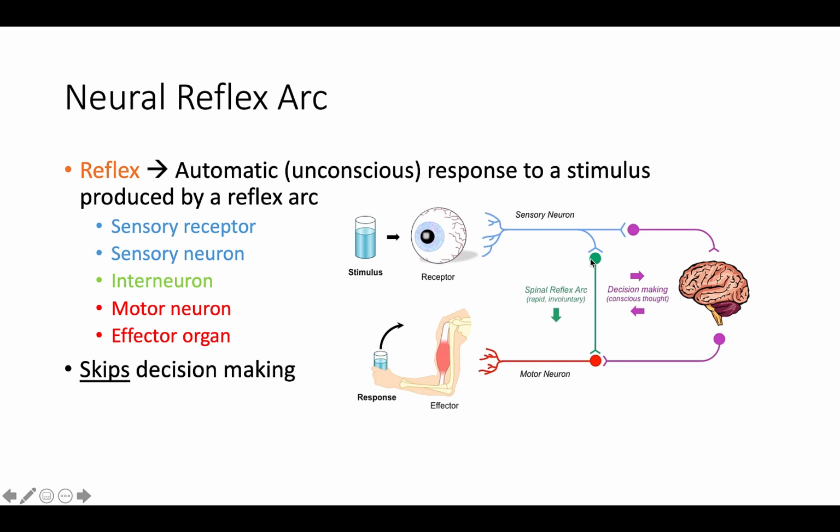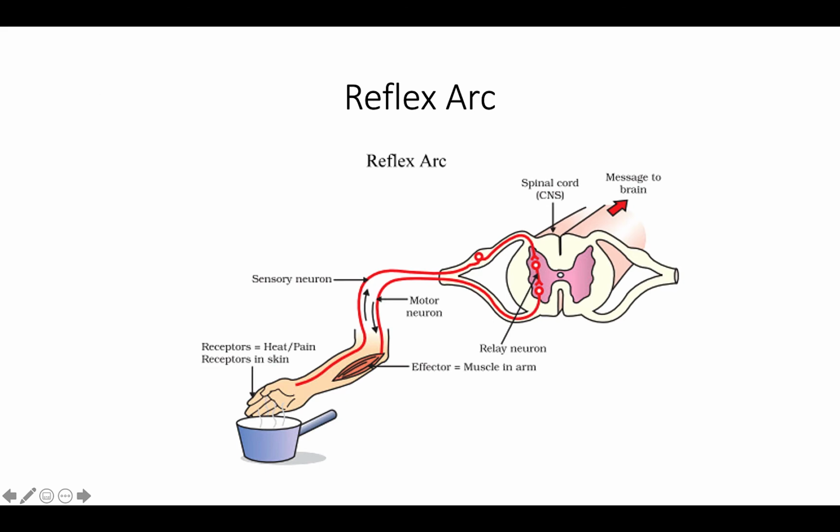So the blue makes contact with the green interneuron, and then it makes contact with the red motor neuron to carry out the effect. Skips the entire decision-making process of this aspect of the interneuron. Instead, we're skipping that, and we're going from sensory neuron into spinal cord, and then straight back out into a motor neuron. This can be seen very obviously when you're talking about something that was hot, maybe.